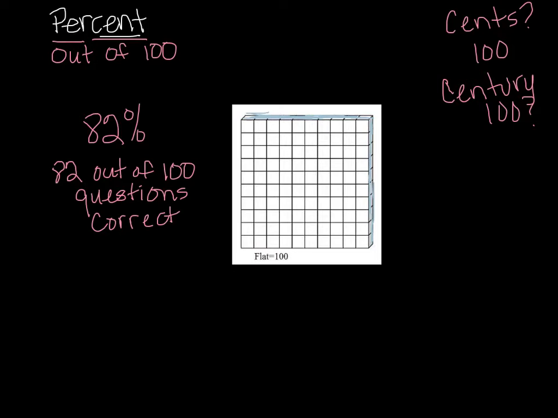I'll color in. This is all 100. There's 10, 20, 30, 40, 50, 60, 70, 80, 90, 100 boxes. I will color in 82 of them. And when you look at it that way, you can see that most of the boxes are colored. Most of the questions were answered correctly. A few were incorrect. That's pretty good. So that's a pretty good score on a test. 82%, 82 questions out of 100 is a good score.